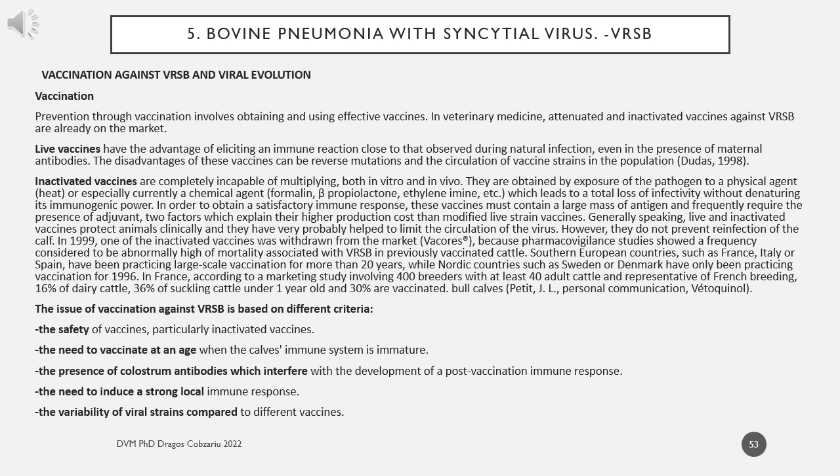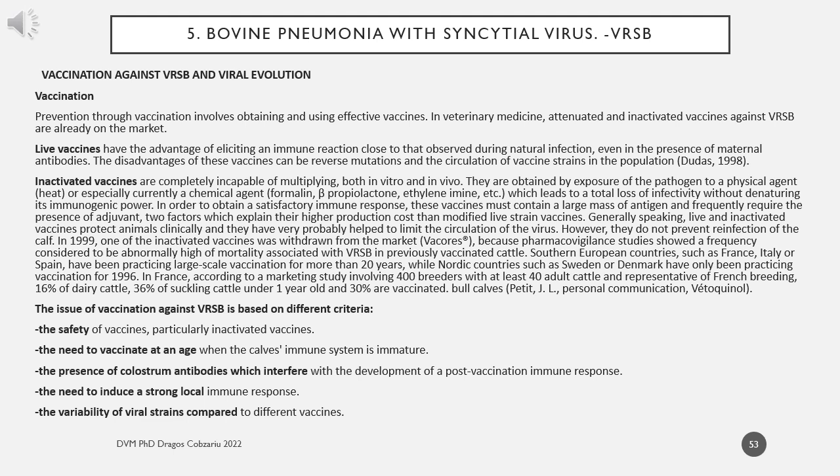In order to obtain a satisfactory immune response, these vaccines must contain a large mass of antigen and frequently require the presence of adjuvant, two factors which explain their higher production cost than modified live strain vaccines. Generally speaking, live and inactivated vaccines protect animals clinically and they have very probably helped to limit the circulation of the virus. However, they do not prevent reinfection of the calf.